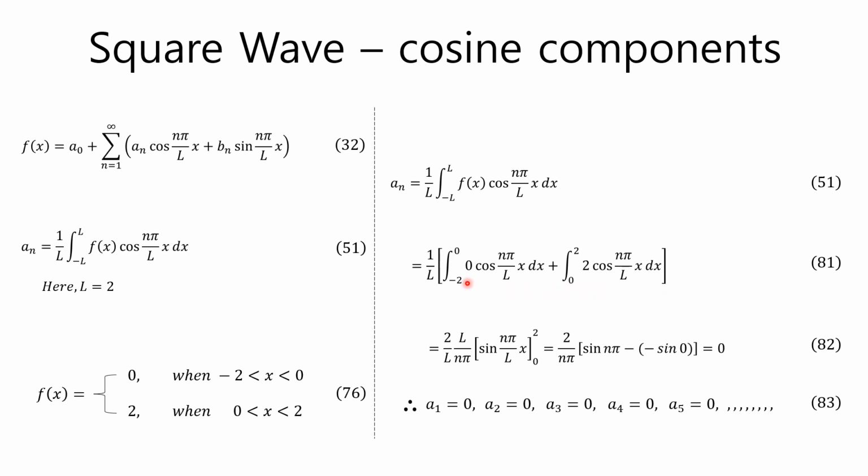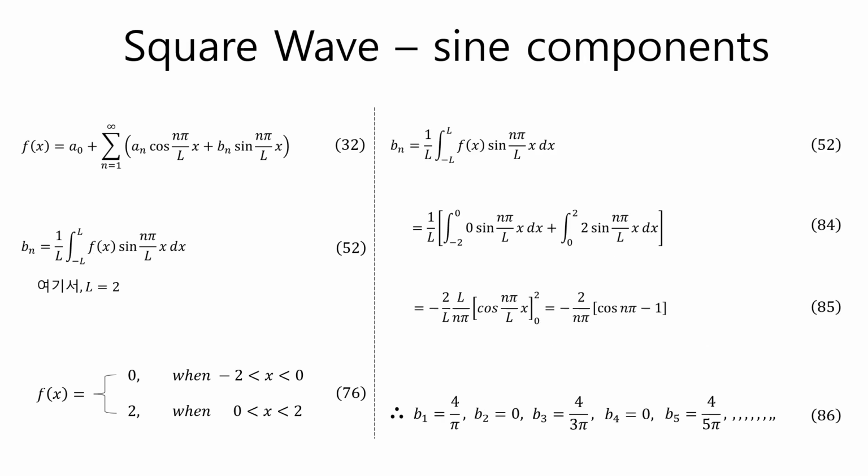The value of the first term in equation 81 is 0, and integrating the second term gives the integral value of 0, as shown in equation 82. Therefore, as shown in equation 83, for all positive integer values of n, An is 0, and consequently all cosine series disappear. This time, let's find Bn using Euler's formula 52.